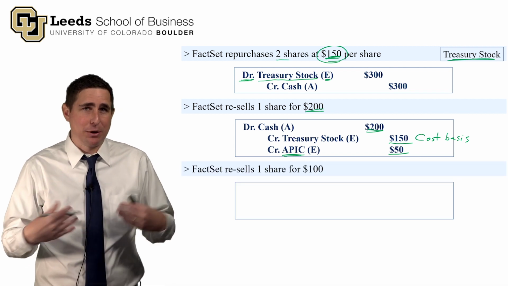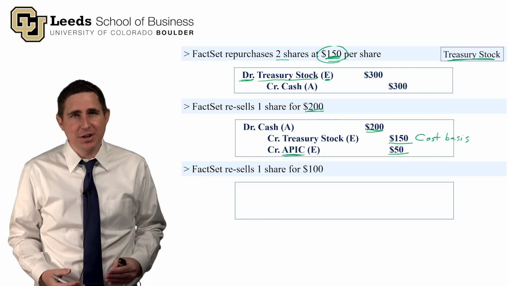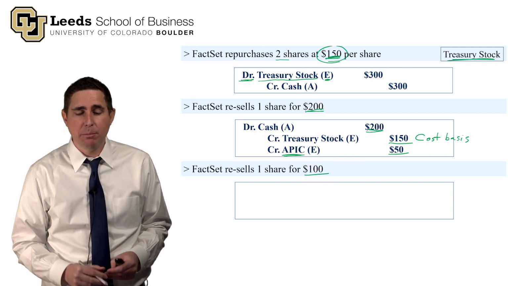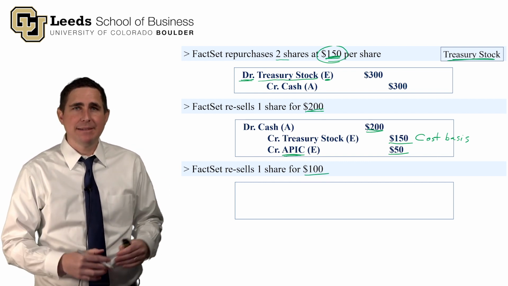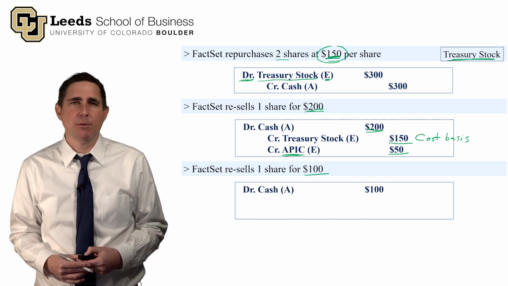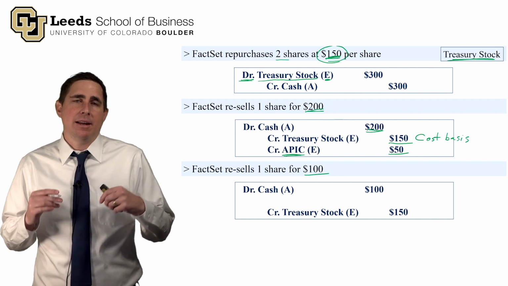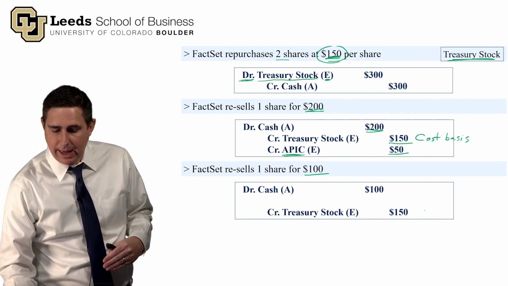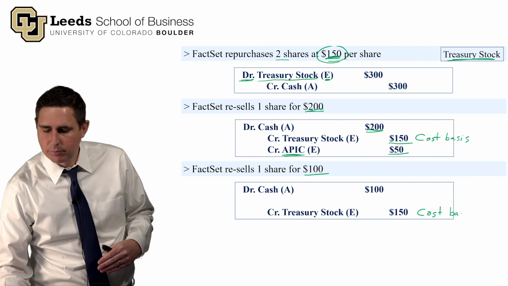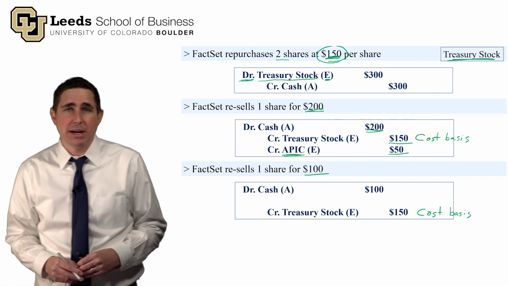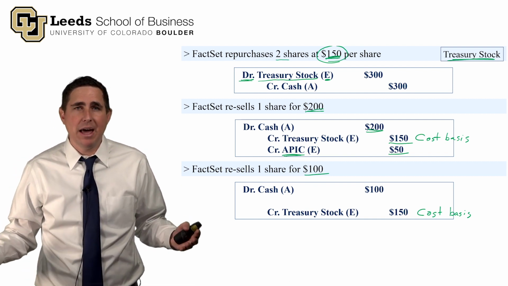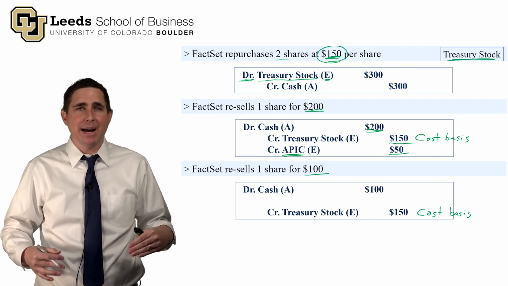And finally, just for completeness, now let's resell that second share, but this time the stock price has gone back down to $100. So we bought it for $150, it's gone back down to $100. We'll debit cash for $100, that's how much money we're getting in. Now again, we're going to credit the cost basis out of the treasury stock account, because now we don't have any shares in that account anymore. So that account should be back at zero.